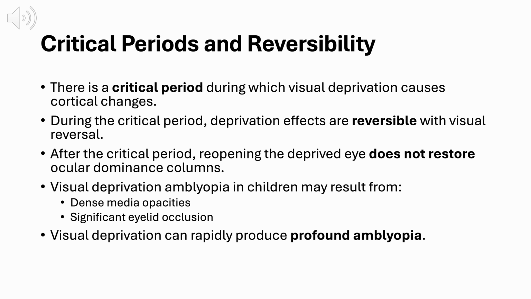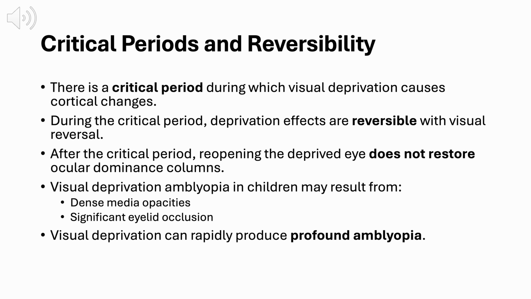While the critical period is open, reversing deprivation by clearing a visual axis obstruction or restoring balanced input can allow ocular dominance columns and cortical function to recover. The brain is still willing to reassign territory. Once that critical period closes, that flexibility drops off sharply. Simply reopening a deprived eye later does not restore normal ocular dominance columns or binocularity. The cortex has already committed to a pattern, and it resists change.